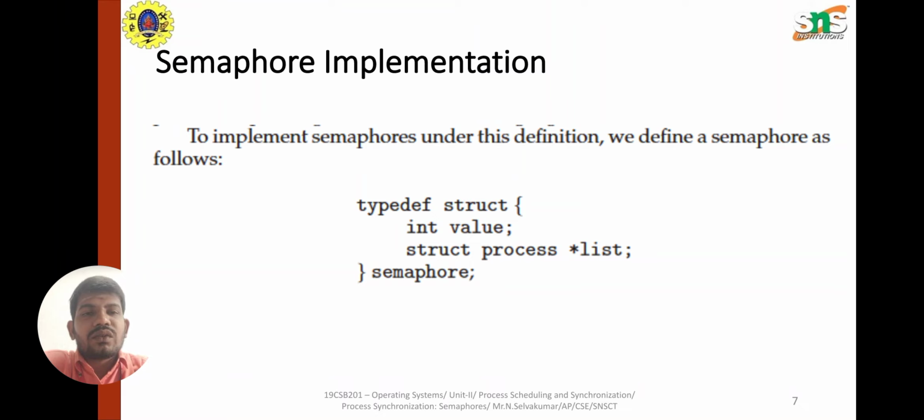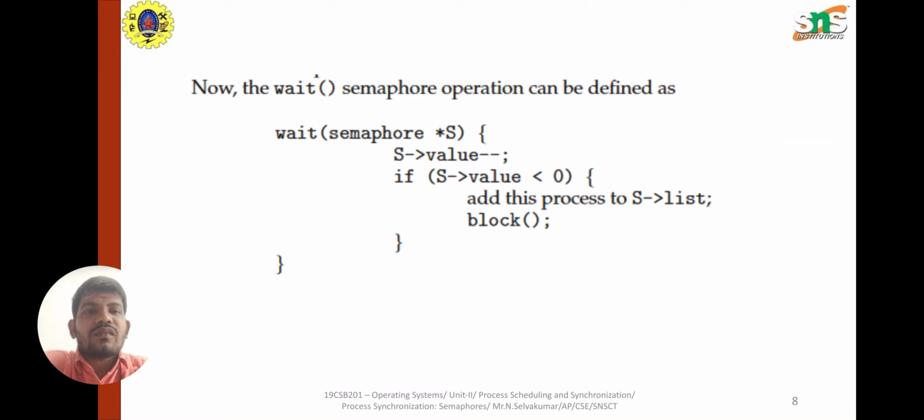Semaphore implementation. To implement semaphores under this definition, we define a semaphore as a structure with an int value and a list of processes. The wait semaphore operation can be defined as wait(semaphore *S): S->value--; if S->value < 0, add this process to S->list and block the process.